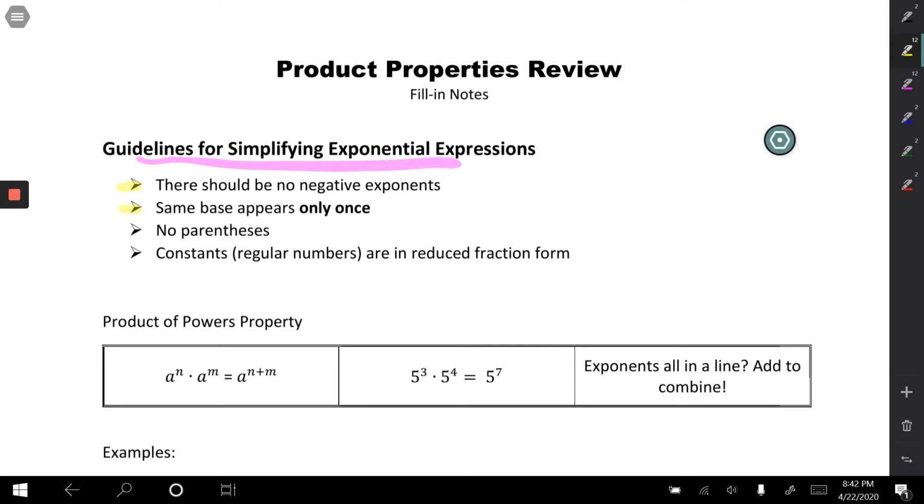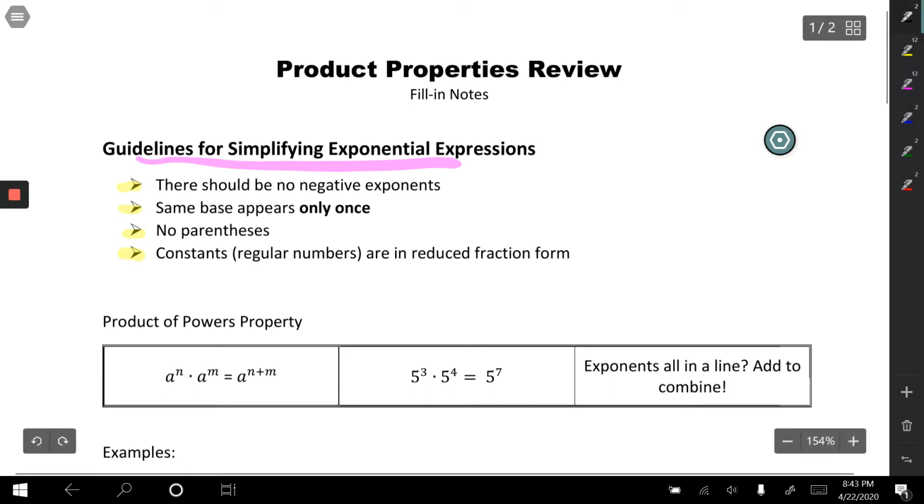Number 2, each base should appear only once. That means the large number or the large letter, right? If we have more than one of each base appearing, we have one more simplifying step that we need to do. So each base should appear only one time in our simplified expression. Number 3, there should be no parentheses. Parentheses are a sure sign that we are not as simple as we could be. And last one, our constants, another name for our regular numbers, should be in reduced fraction form. So if I have 2/4, I need to make sure I reduce that to 1/2. Okay, things like that. So these are the 4 things that we need to be checking before we say that our answer is in simplified form.